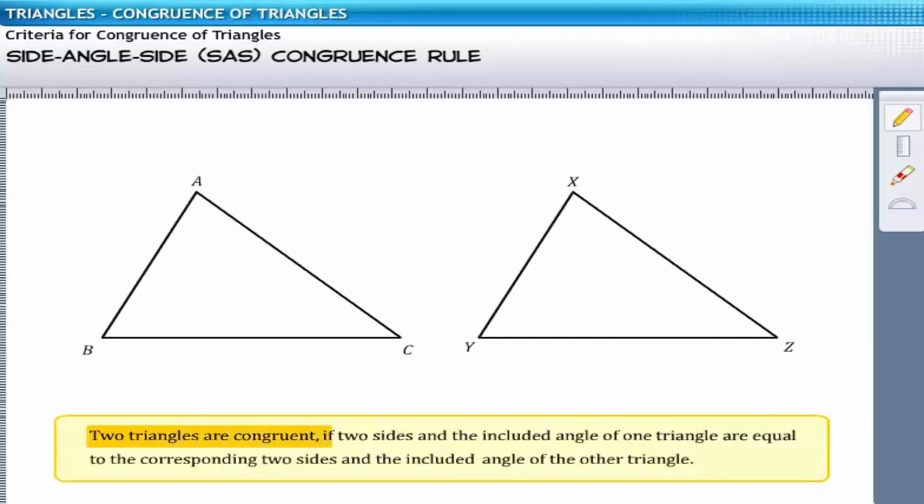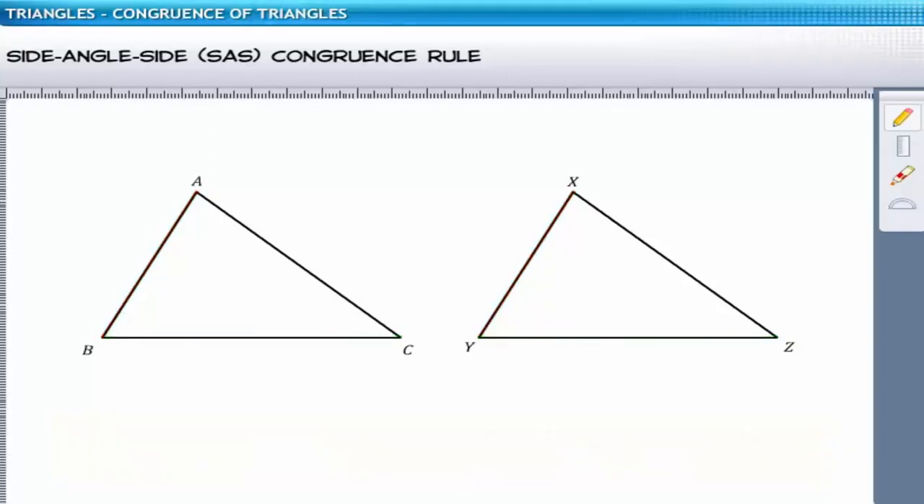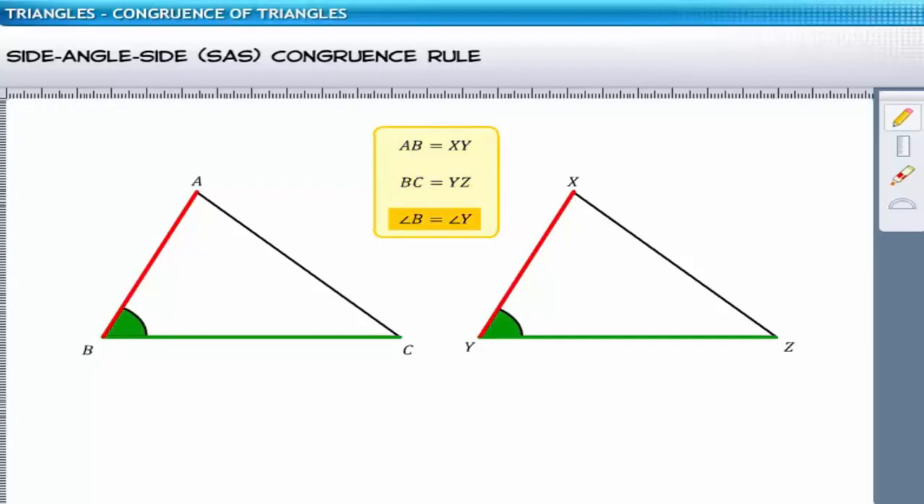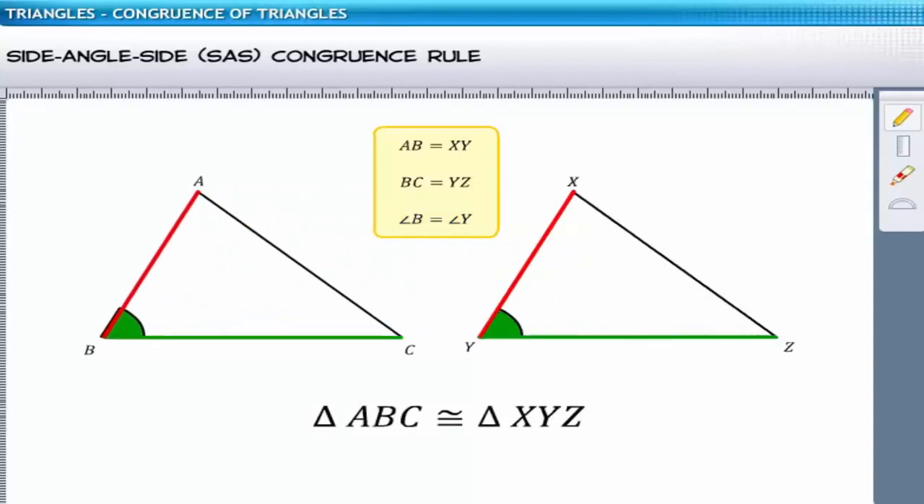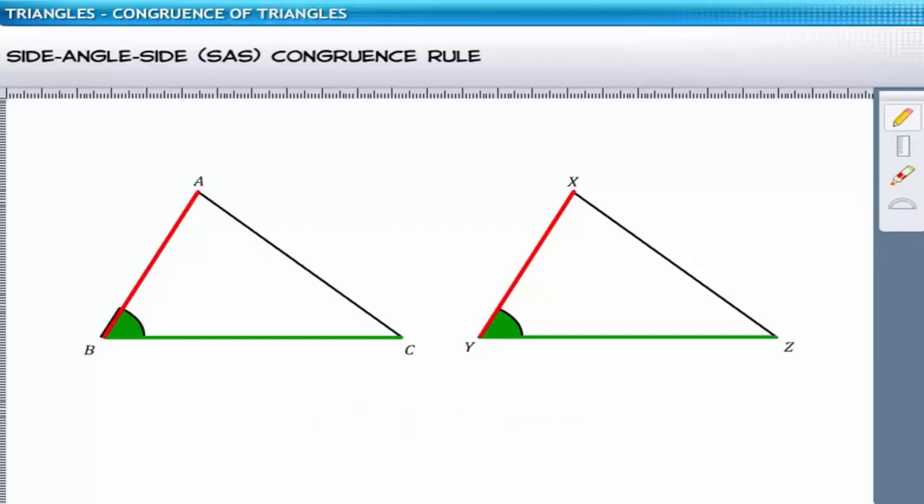Two triangles are congruent if two sides and the included angle of one triangle are equal to the corresponding two sides and the included angle of the other triangle. This criterion is referred to as the side-angle-side or SAS congruence rule. Consider triangles ABC and XYZ such that side AB is equal to side XY, side BC is equal to side YZ, and angle B is equal to angle Y. Then triangle ABC is congruent to triangle XYZ. It is true for the congruent triangles if their corresponding two sides and the included angles are equal. It is considered to be an axiom.